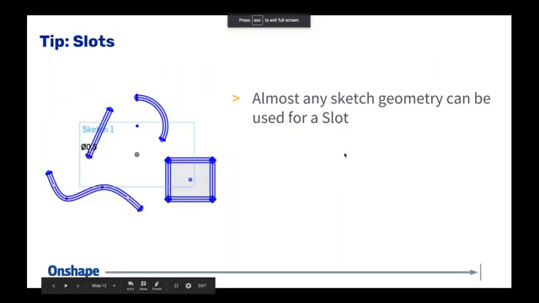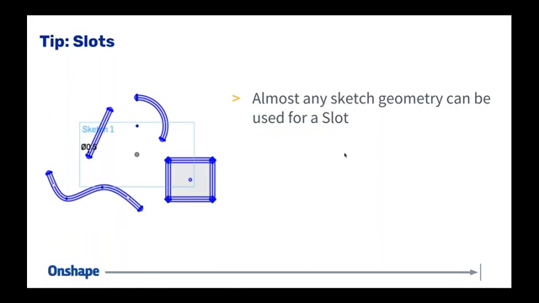All right, the next tip that I have for you. Many people know that we have a slot command, a slot feature at the sketch level. And this is really useful, of course, for creating your quintessential slot, right? Straight line, arc on either end, slot. I think that's what we commonly picture. But I do want to point out a very big tip that I have for you: the slot sketch feature works on just about any kind of sketch geometry.